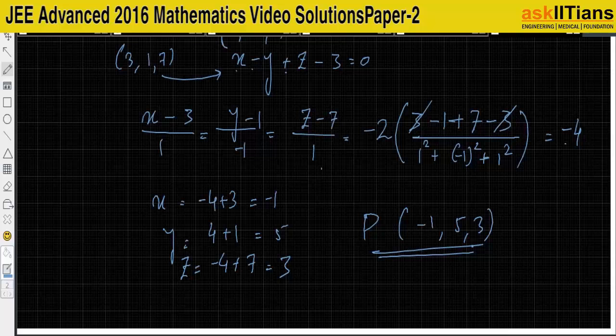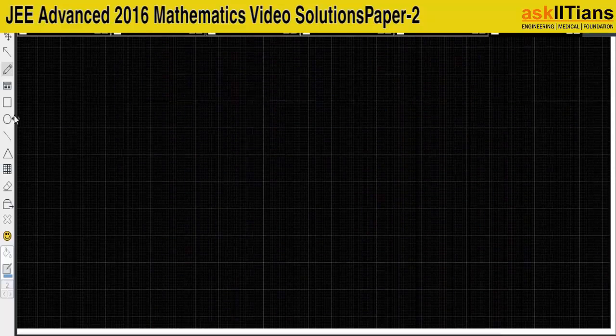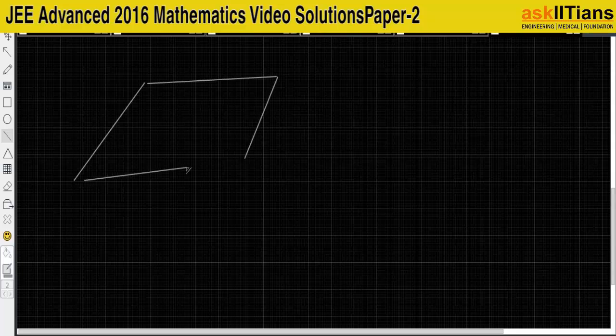Now what I have to find out is, I want to find out equation of plane passing through this point P and containing this straight line. So I want to find out equation of a plane which is something like this. There is a plane, it contains this straight line, and equation of this straight line is x by 1 is equal to y by 2 is equal to z by 1.